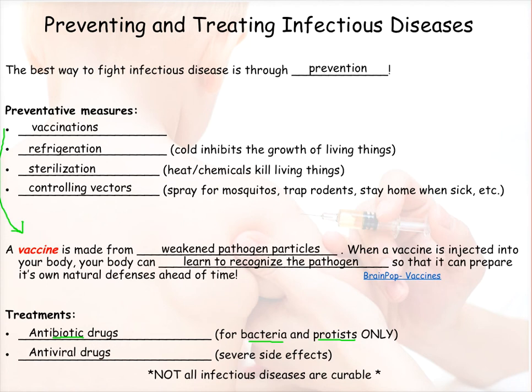For viral diseases, some antiviral drugs do exist, but they are less common and they often have very severe side effects. So thus, another reason vaccination and preventative steps are so important. We don't want to get to the point where we have to employ lots of antiviral drugs because those side effects can be so extreme. Lastly, please be aware that not all infectious diseases are curable. Some, like HIV or herpes, can be treated but not cured, while others, like Ebola, are still in the experimental stages of research looking for cures.